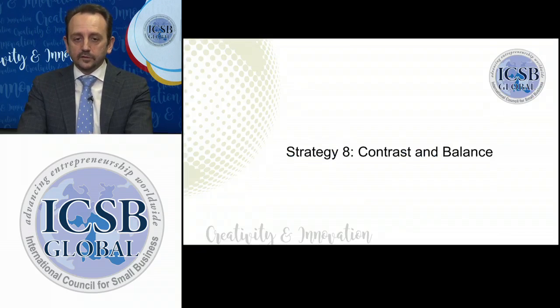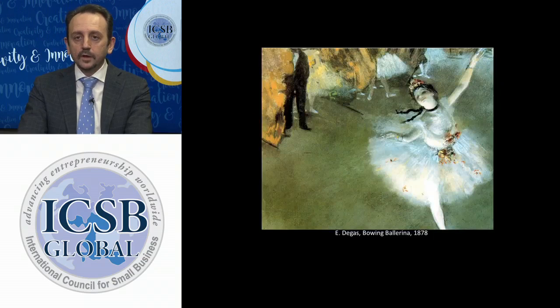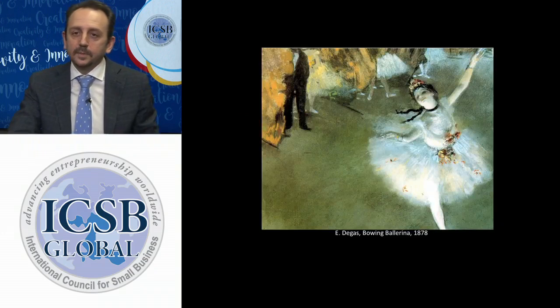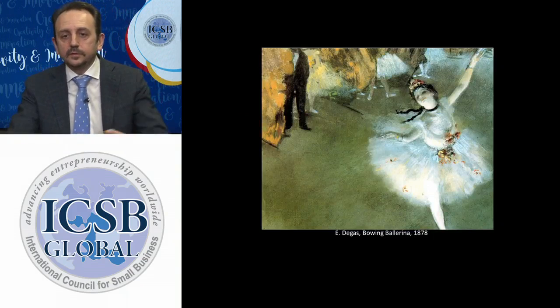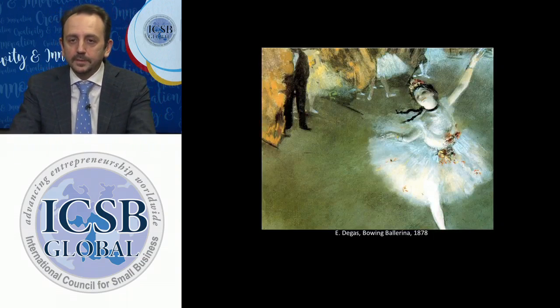Last strategy, and so this is strategy number 8 and the last of the right strategies, is what we call contrast and balance. So again, let's use a painting to give you an example. This is a painting by Degas depicting one of his favorite subjects, a ballerina, a young dancer in white dresses. What you notice in this painting is something a little bit strange.